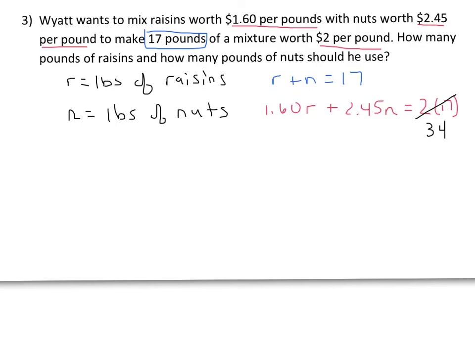So now, again, you could use substitution or elimination. I'd probably use substitution again, but elimination is fine as well, where you can multiply the top either by 1.6 or 2.45. All right, and that concludes our lesson on setting up mixture problems.